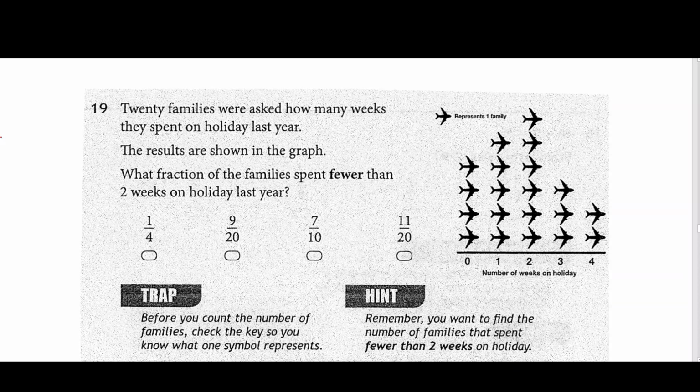Number 19. 20 families were asked how many weeks they spent on holiday last year. The results are shown in the graph. What fraction of families spent fewer than 2 weeks on holiday last year? So the plane represents one family. So fewer than 2 weeks is 0 weeks and 1 week. Okay, so let's look at it. Let's figure out how many families we have in total first. We're going to count all the planes.